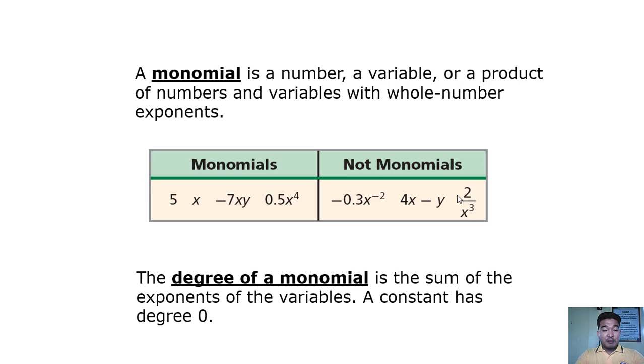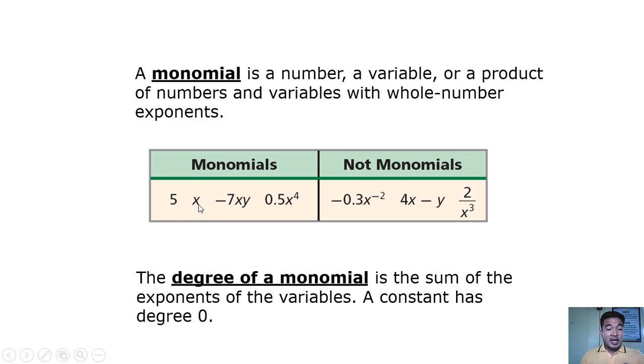How about the degree of a monomial? The degree of a monomial is the sum of the exponents of the variables. A constant has degree 0. So, ibig sabihin dito, since 5 is a constant, kasi wala siyang variable na kasama. Pag walang variable na kasama ang isang monomial, then that is constant. So constant ito, ang degree niya ay 0. The degree of the monomial is 0.